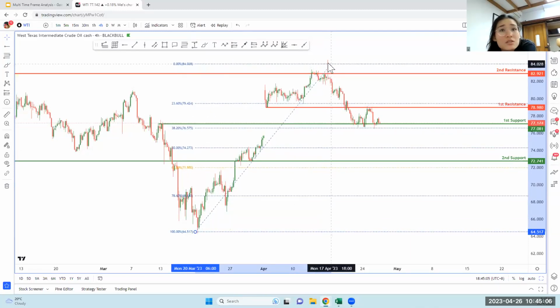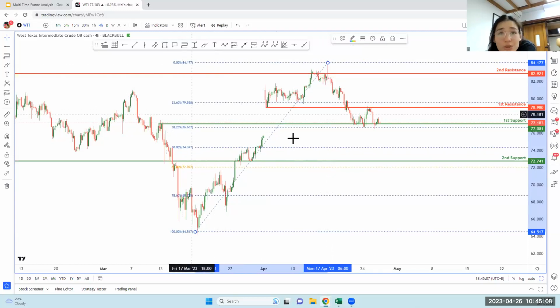Wait, let me just take a look. Okay, so even though the 23.6 lines up with our first resistance, price has already cut through this first resistance. So the 23.6 is no longer valid. So if you've been with us for the Fibonacci webinars, we would have gone through this, but just to recap and let you guys know that this level is invalid.